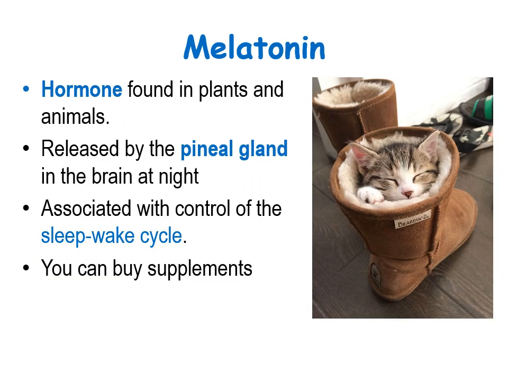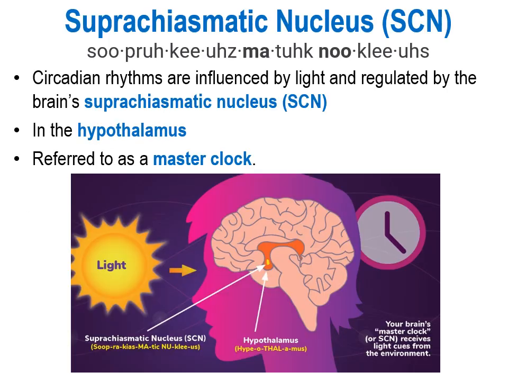Melatonin is a hormone. We've already discussed it, but here's where it really comes into play. It's a naturally occurring hormone. It is found in most plants and animals and humans. It's released by the pineal gland in the brain at night, and that's where we want to make sure that the light signals are allowing this hormone to be released to help us sleep. It is associated with the control of the sleep-wake cycle. Now, you can buy melatonin supplements, but you want to be careful with that because sometimes the body will stop producing your own natural supply of melatonin if you're over supplementing.